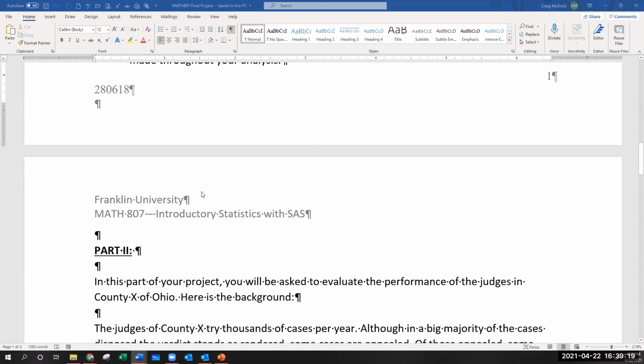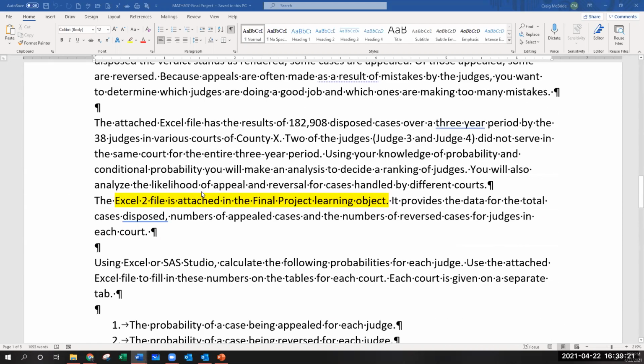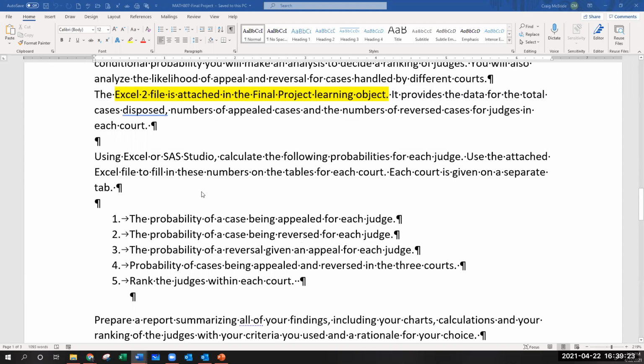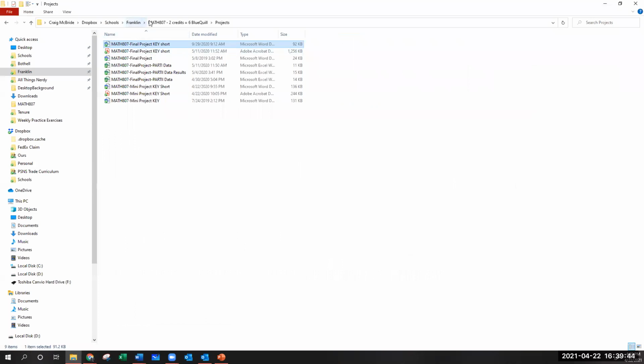In part two, the thing that people screw up or forget is that you have to calculate the probability of an appeal, the probability of a reversal, and the probability of a reversal given an appeal for every single judge in all three courts and for the totals in all three courts. So for instance, let me show you what I mean with the data.